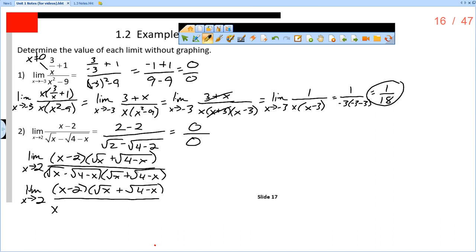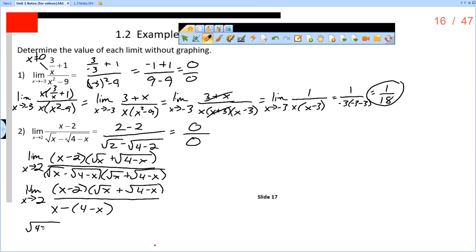And so those would actually subtract out. And now I have a minus root 4 minus x times a plus root 4 minus x. So remember, that means we're going to have a negative, and then I have root 4 minus x times root 4 minus x, which is 4 minus x.